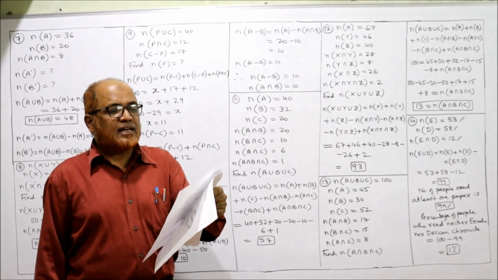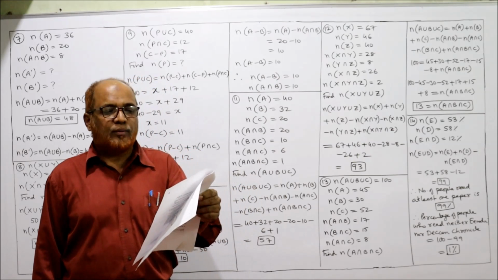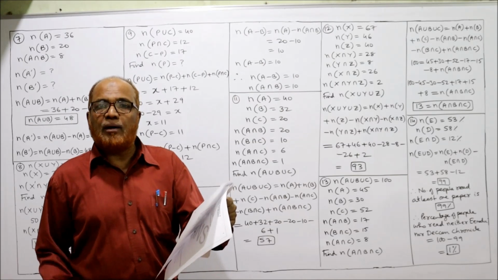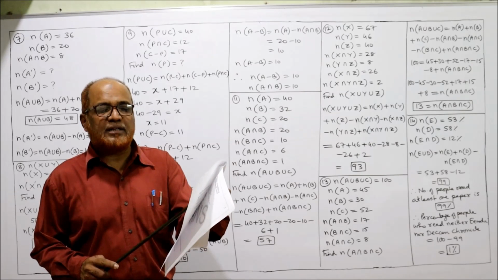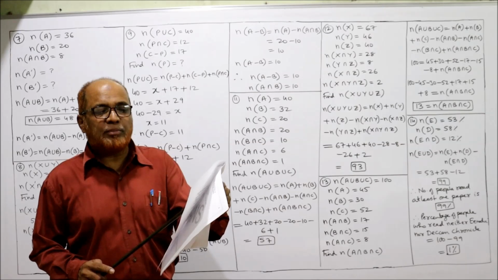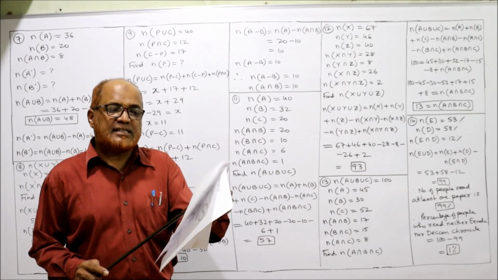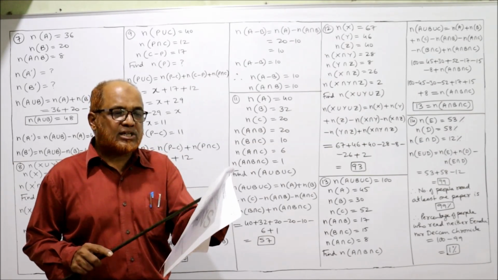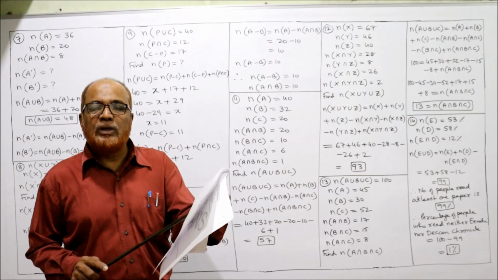N of A is equal to 40, number of elements in A 40. N of B, number of elements in B 32. N of C, that means 3 sets are there, A, B, C. Number of elements in C 20. N of A intersection B is 20. N of B intersection C is 10. N of A intersection C is 6. N of A intersection B intersection C is 1. Find the N of A union B union C.